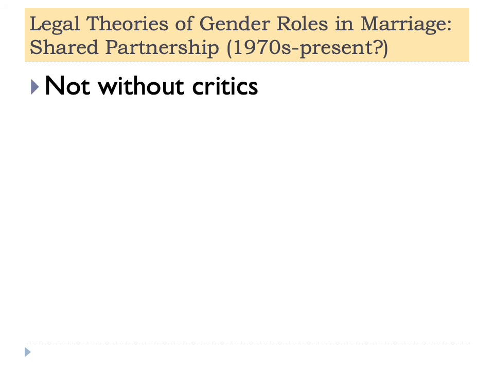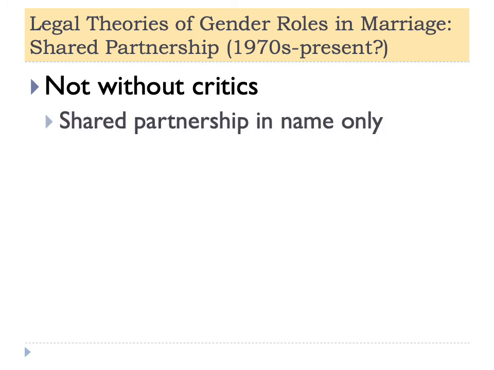This third theory of marriage as shared partnership is not without critics. Probably the biggest criticism is that it's shared partnership in name only. When it comes to custody of children, even though it is gender neutral for the most part, there's not parity in custody. Or, when a father seeks custody, there might be parity, but oftentimes fathers don't seek custody of children. So even though it may be gender neutral, those stereotypes about responsibilities still play out in the way custody is awarded.